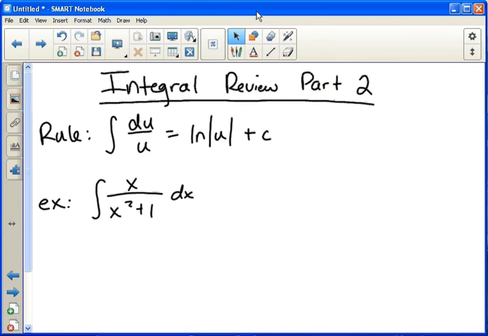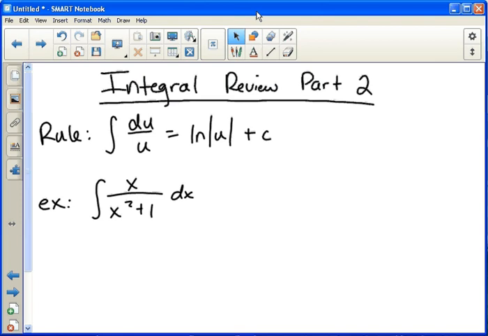This is continuing our review of integrals that we learned in Calculus AB before we start with the new techniques we're about to learn in BC. So first, the rule for natural log, or du over u. And you see there the rule. If you end up with du over u, then the rule is the natural log of the absolute value of u plus c. So a couple examples we'll see here be like this one, x over x squared plus 1.